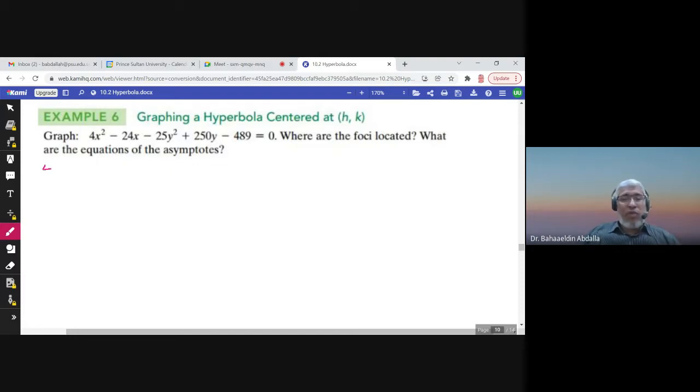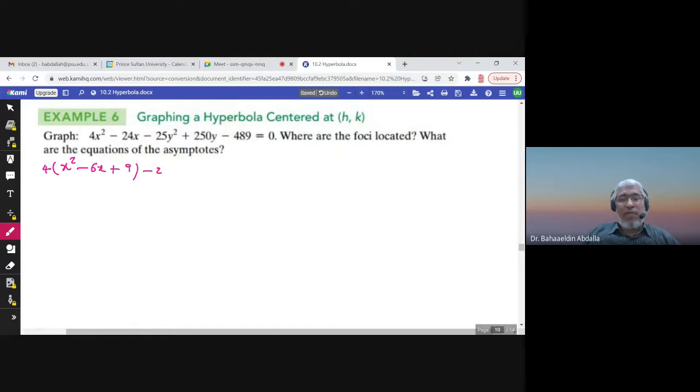So we need to complete the square. I take 4 as a common factor. I have x squared minus 24x. So 24 divided by 4 is 6. And now I need to add a number, 6 over 2 squared. 6 over 2 is 3, squared is 9.